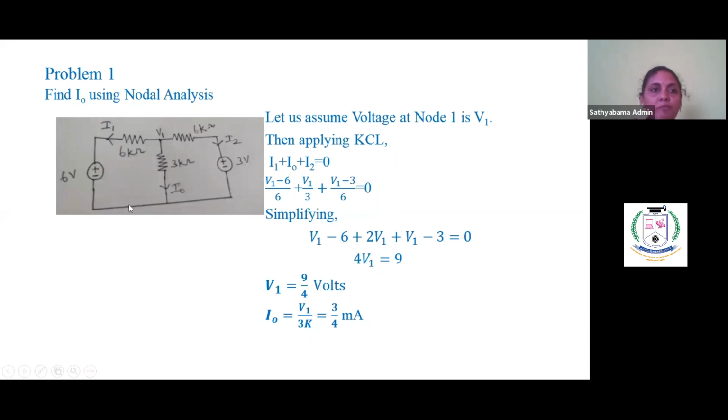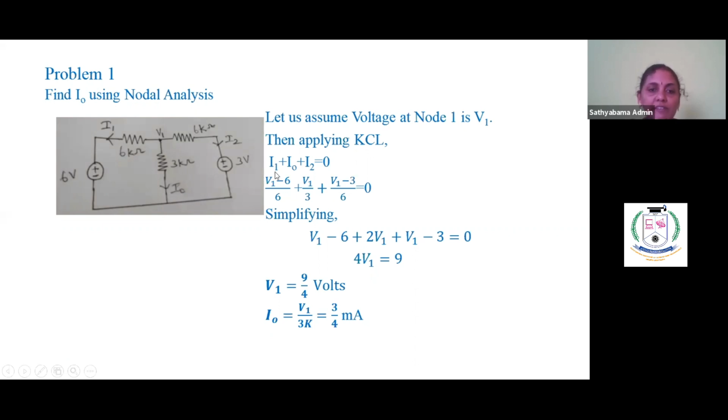Now check out this problem. Find I0 using nodal analysis. I0 is marked out here. This is going to be a simple problem, a single node problem. The only node is V1. The voltage at node 1 is represented as V1. Now applying Kirchhoff's current law, write the equation. Check the direction of the currents. This is marked as I1, I0 and I2. All three directions are leaving the node, right? So I will take it as I1 plus I0 plus I2 is equal to 0.